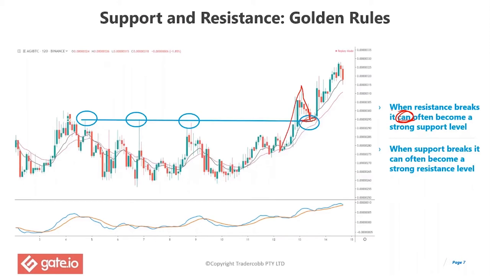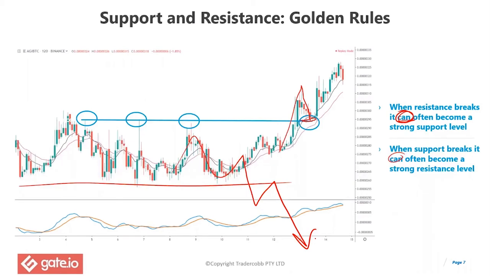And when support breaks, down here, it can often, if it was to do this, act as resistance and drive price lower. Now, this is not a rule. It's a bonus factor. Just because price pulls back does not mean we're going to sell it or buy it. It's a rule of understanding how markets often work with high probabilities.